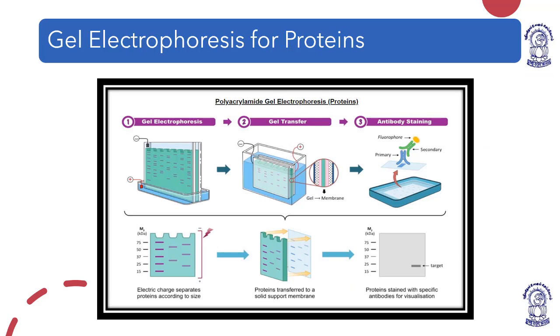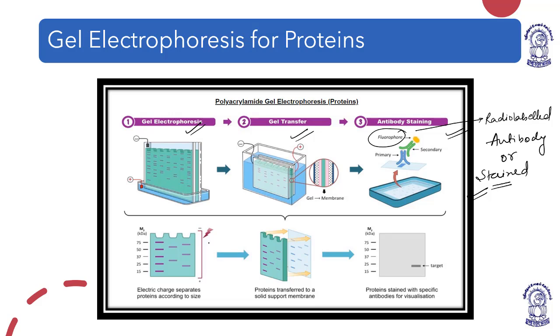This is the gel electrophoresis for protein. You can see the gel electrophoresis, gel transfer, antibody staining. Fluorophore means it is also a radio labeled monoclonal antibody. Electric charge separates the proteins according to size. Proteins are transferred to the solid support of the membrane. Proteins are stained with specific antibodies for visualization. So this is the process of gel electrophoresis for proteins.